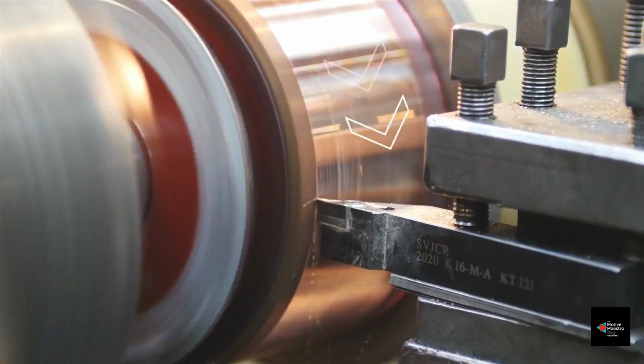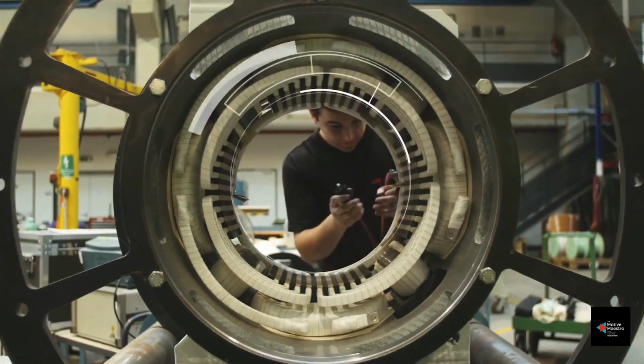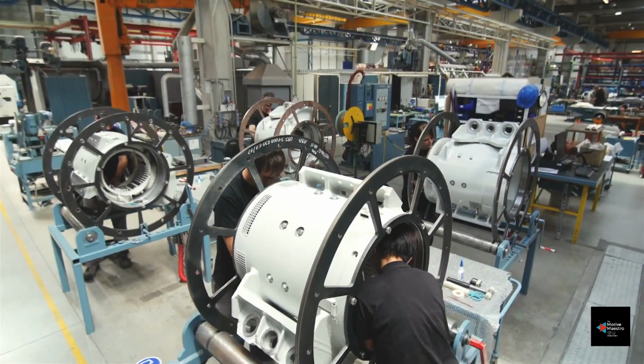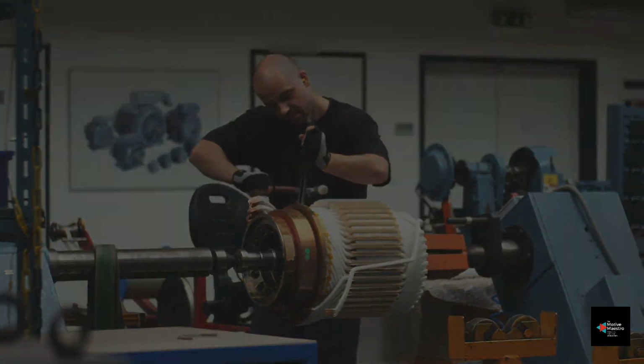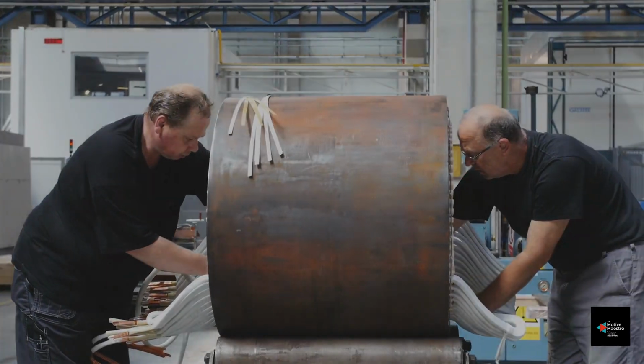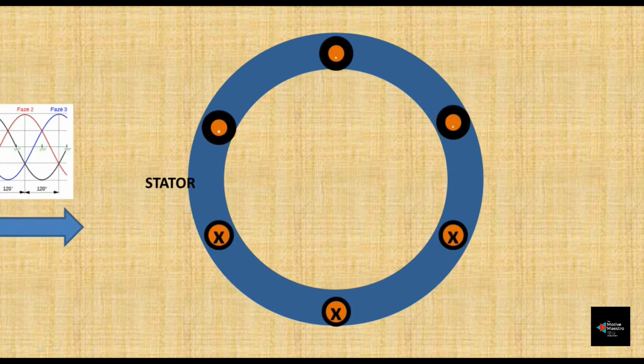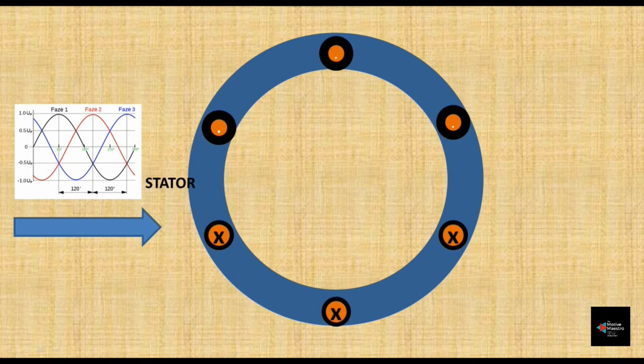As these motors are the widely used ones, the major share of power produced all around the world is being consumed by motors. Now we'll see the working of a three-phase induction motor. The major parts of a motor are stator and rotor. The three-phase electric supply is connected to the stator winding.